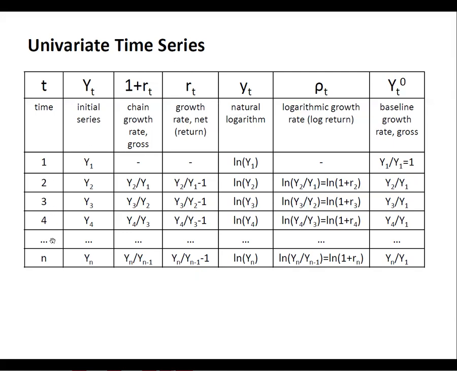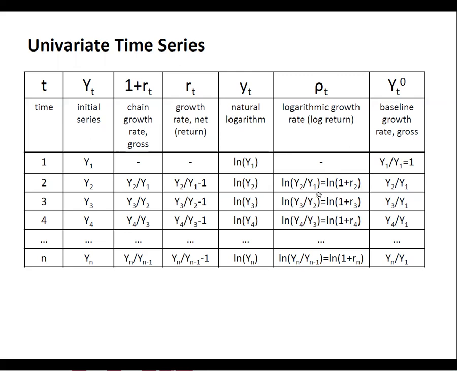For time series, its standard derivatives are always considered. Chain gross growth rate 1 plus RT, net growth rates RT, the logarithm of the indicator or the logarithmic scale is also widely used. Logarithmic growth rate, or logarithmic return, ROT. Please pay attention to this relation between logarithmic and simple growth rates.